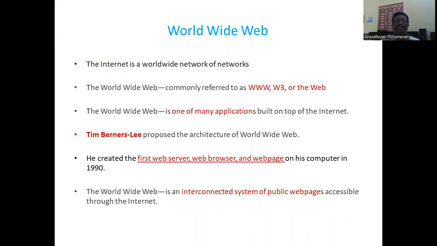World Wide Web. The Internet is the worldwide network of networks that everyone knows. The World Wide Web is commonly referred to as WWW or W3 or the web, shortly web. The World Wide Web is one of the many applications built on top of the internet. There are many applications on top of the internet. This is one of the many applications.